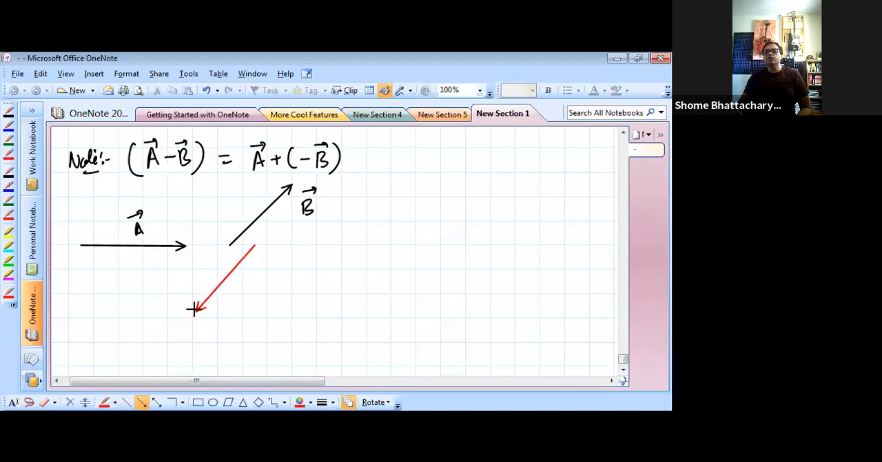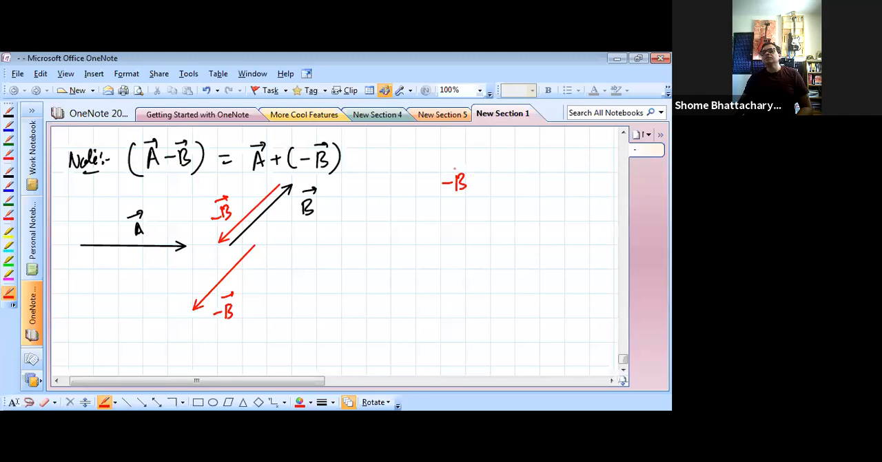Doesn't matter where you draw it from. You can draw it like this. You can draw it parallel to this, but the arrow should be in the opposite direction. So it's what we call an anti-parallel vector of same magnitude. So the vector minus B, whether we draw it here or here, it doesn't matter.